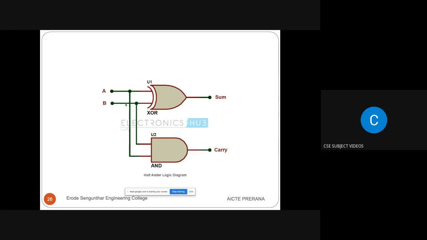And the solution is, so the actual circuit diagram for the half adder is this one.